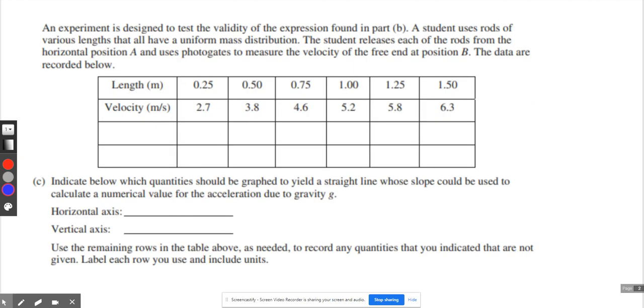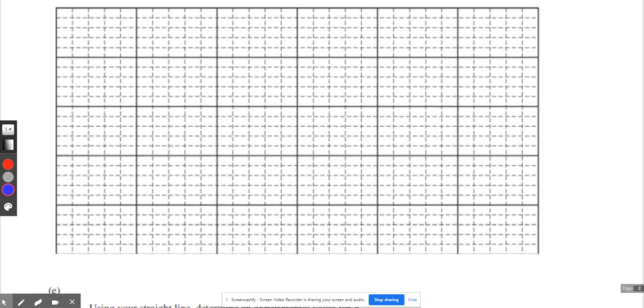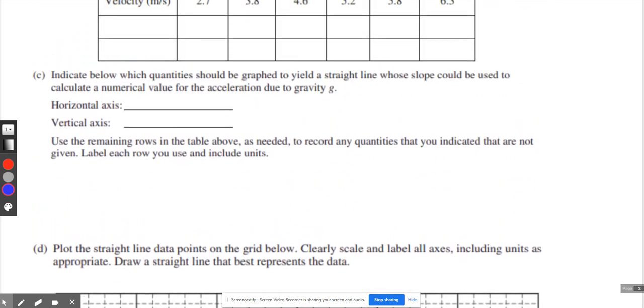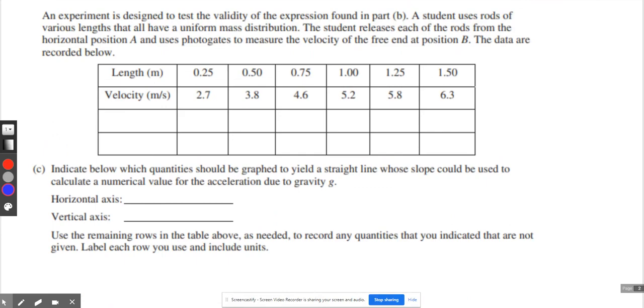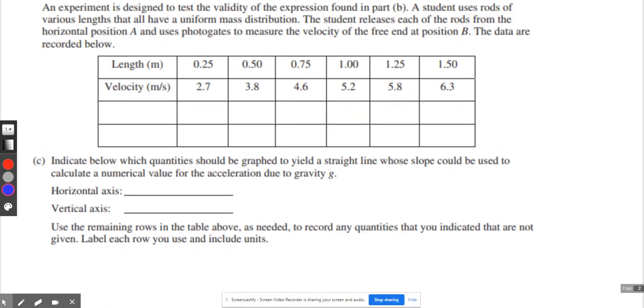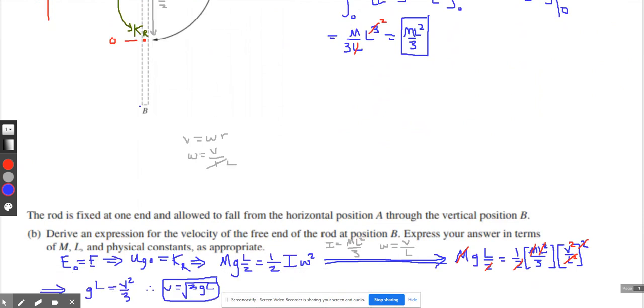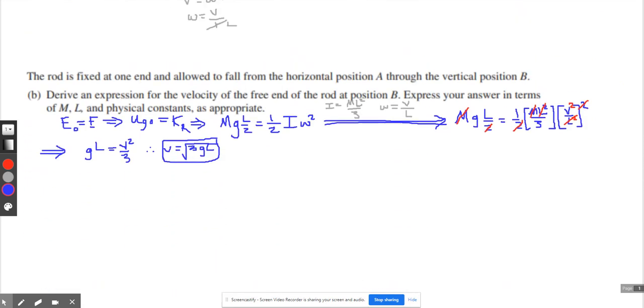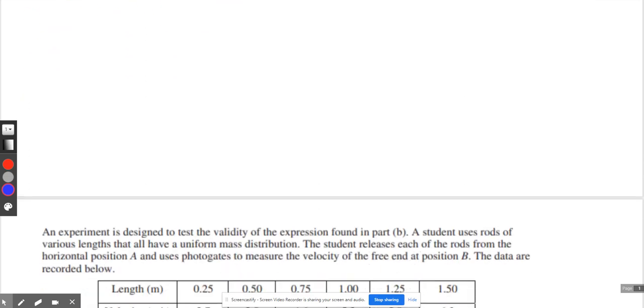Just to recap, I call this a linearization problem, and you can always recognize them because they'll have a table that has a few values you need to fill in, and they will have a giant graph that you need to fill in. Right away you should anticipate, hey, this is a linearization problem. I'm going to have to find some kind of a relationship, and I'm going to have to make some kind of graph, and probably for a constant like g or something, you'll have to end up linearizing for.